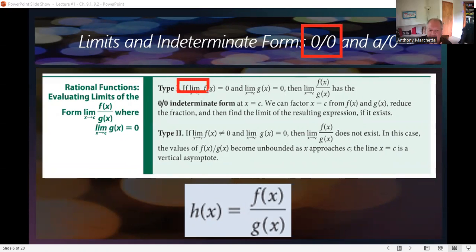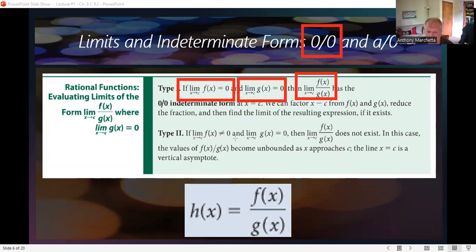If the limit of the top is 0 and the limit of the bottom is 0, then when you divide them, it's like putting 0 over 0. So the only way you could deal with it is to try to play around with algebra to see if you could cross something out so that maybe you don't wind up with 0 over 0 anymore.